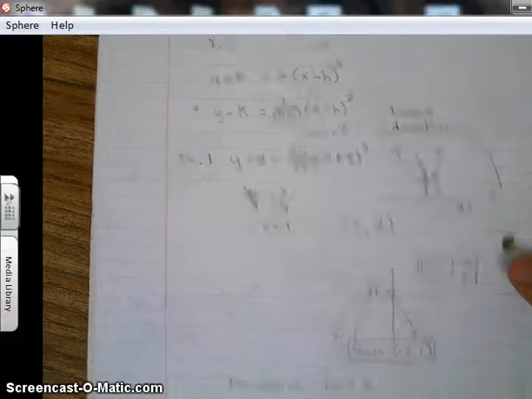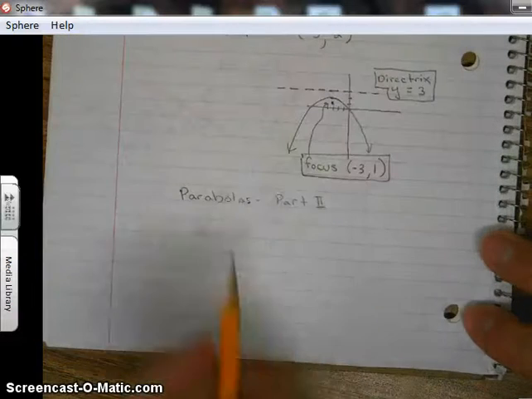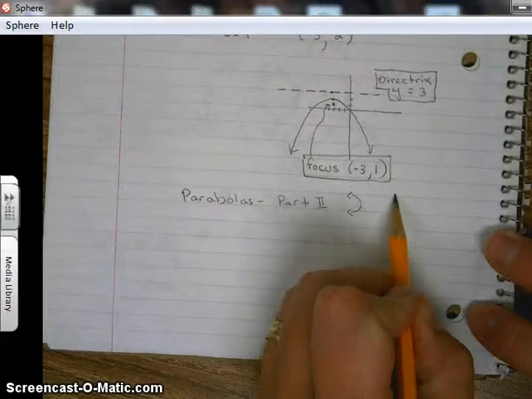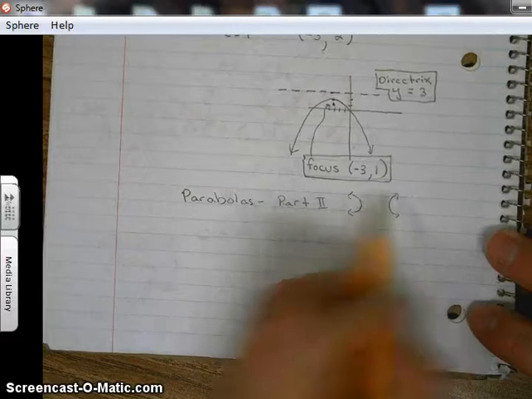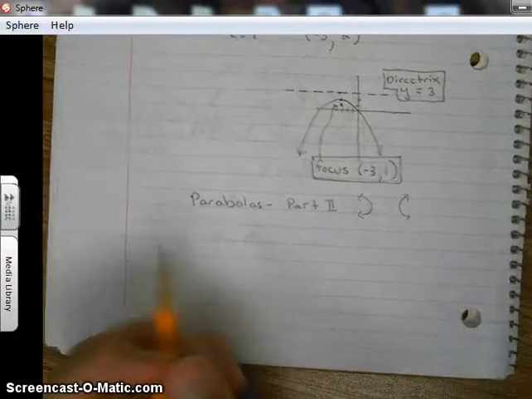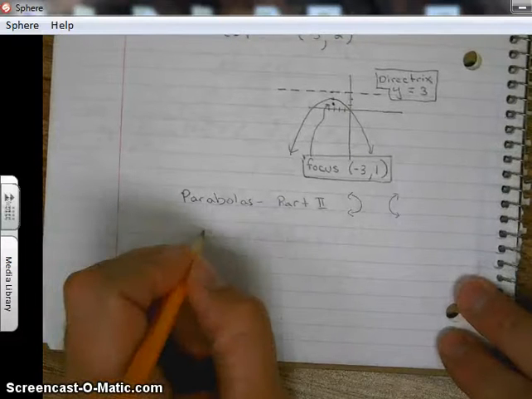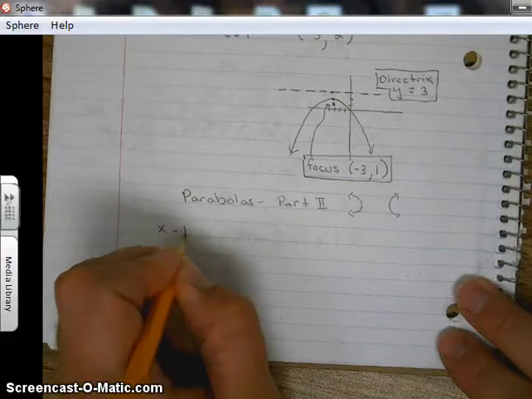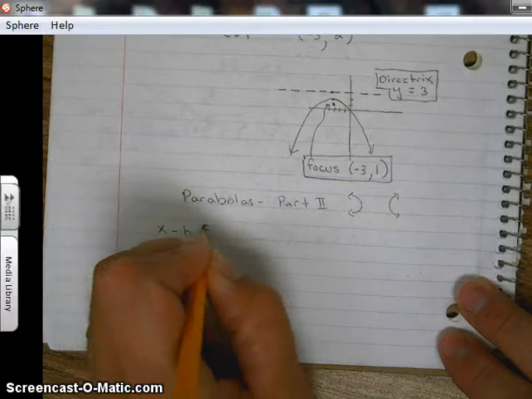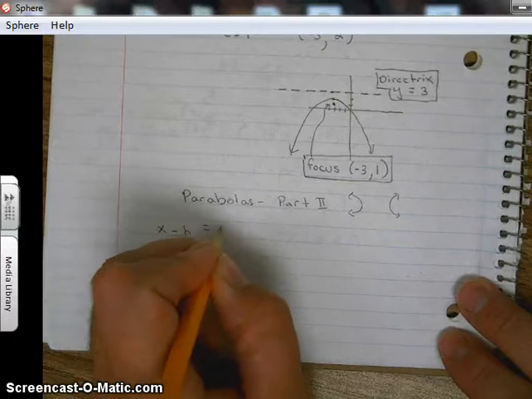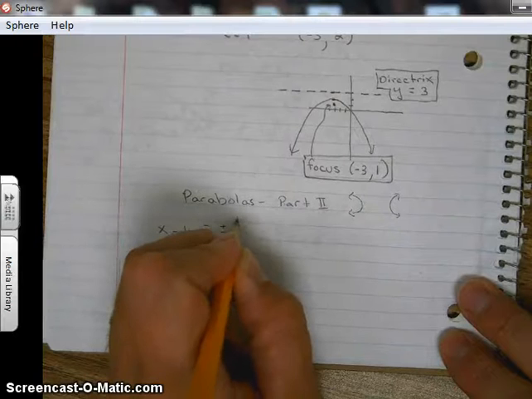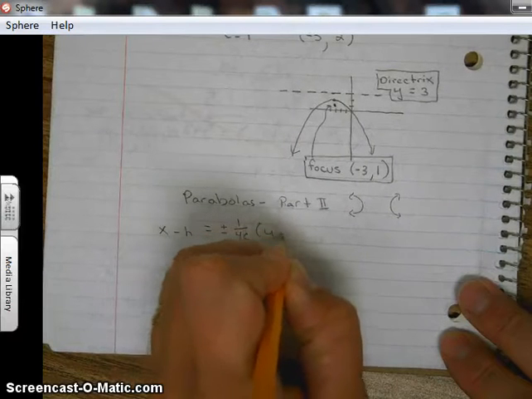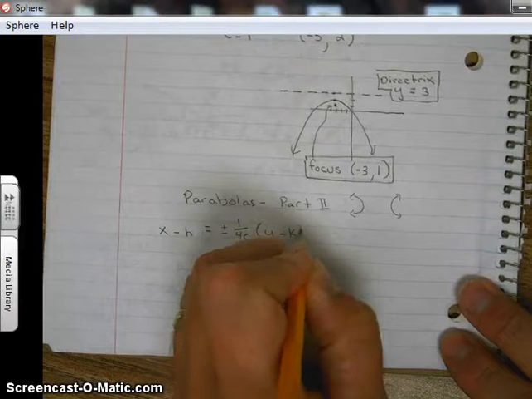So today we're going to look at parabolas that are going to either open to the left or they're going to open to the right. So let's take a look at today's equation. Today's equation is going to be x minus h equals plus or minus 1 over 4c times y minus k squared.